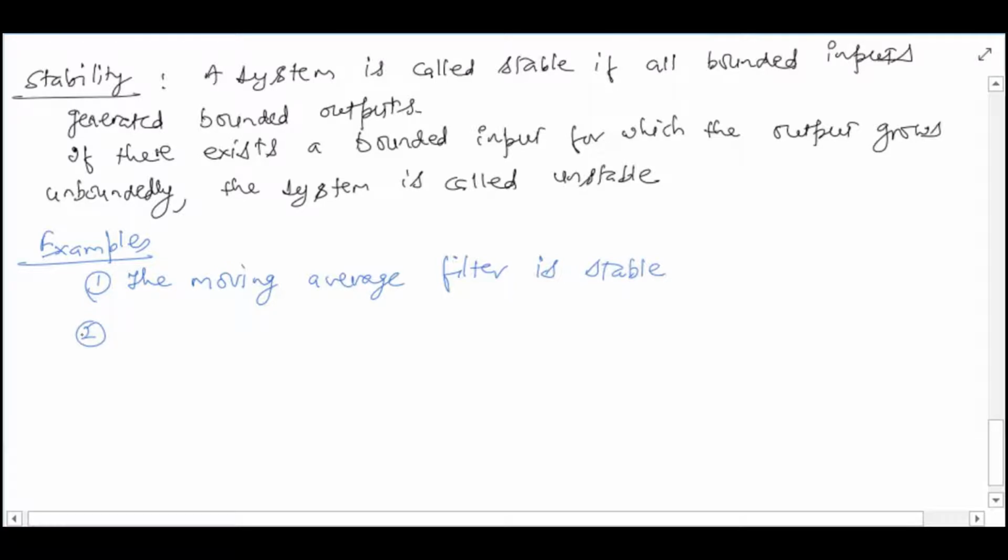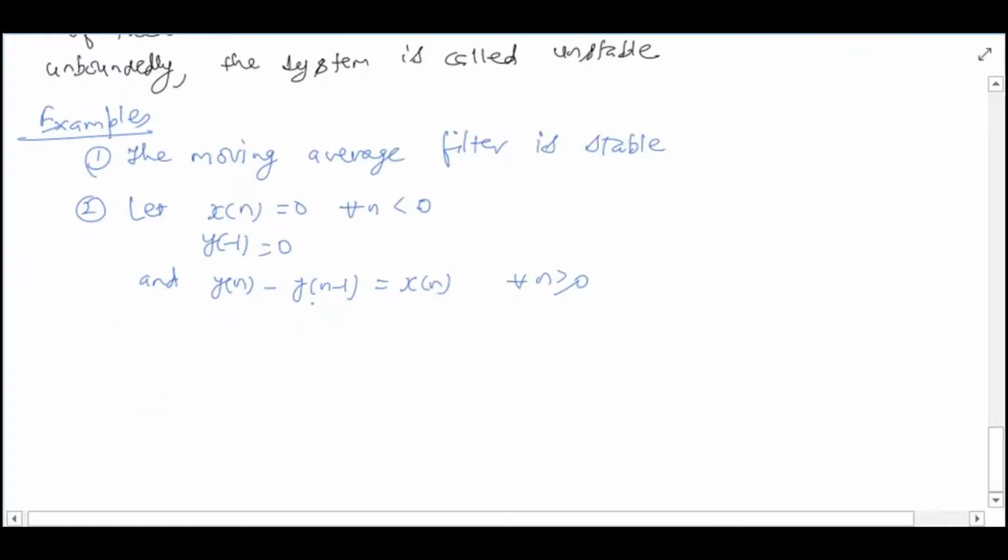On the other hand, let us consider the following system. Let x[n] be 0 for all n that are negative, y[-1] be 0, and y[n] be defined as follows. From the above equation, we can see that y[n] is equal to the sum of x[k], k equals 0 to n, for all n greater than or equal to 0. Naturally, this is called an accumulator.